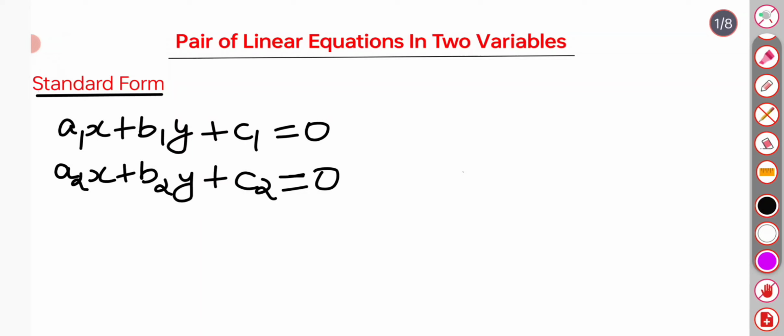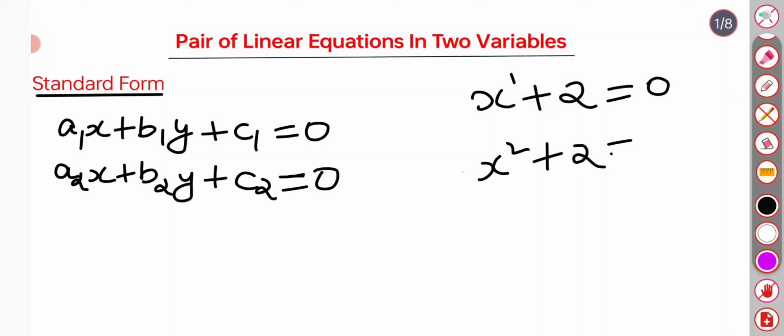For example, if you take x plus 2 equal to 0, in this equation the highest power is 1. So such an equation in which the highest power or degree is 1 is known as a linear equation. Similarly, if you write x square plus 2 equal to 0, in this case the highest power is 2. So such an equation is known as a quadratic equation.